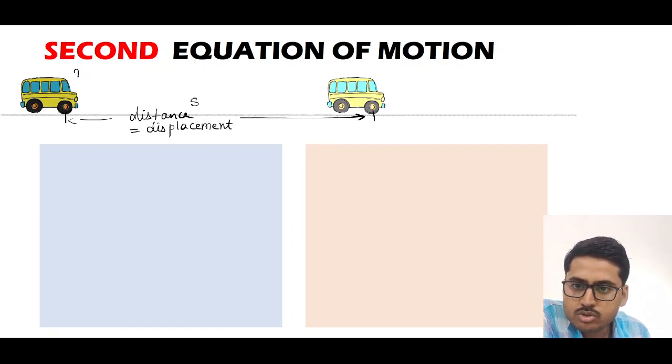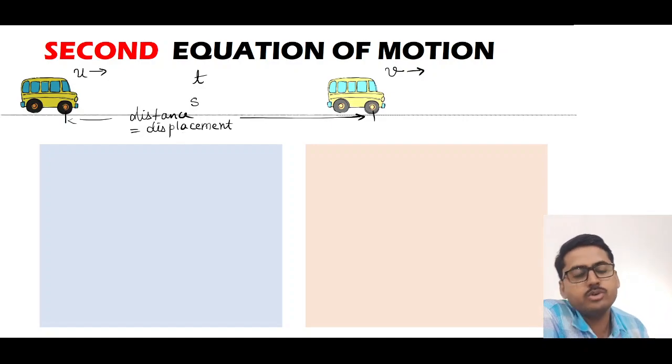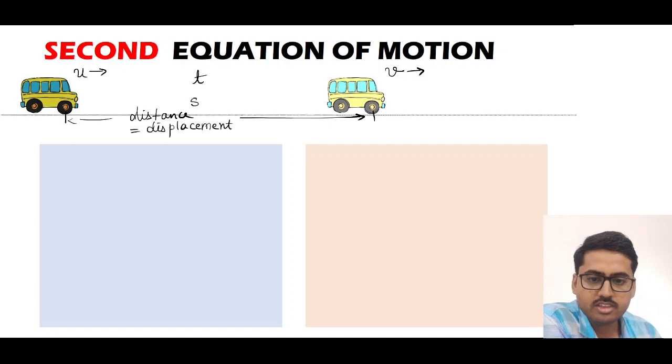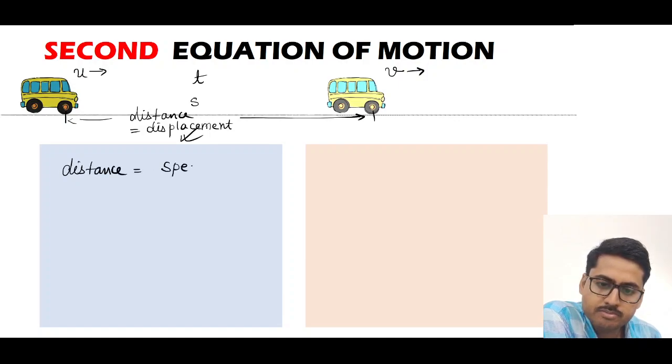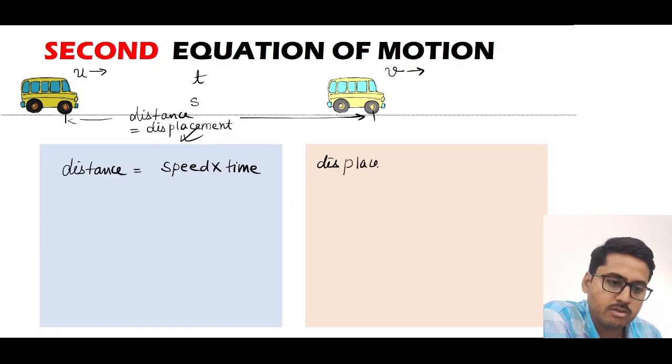So when the object goes from initial velocity u to final velocity v in time t, it actually covers a certain distance. The second equation of motion is going to give us the relation between displacement and the other quantities. But how do we find distance? From class 7 you have learned that the formula for distance is speed into time. And similarly, the formula for displacement is also simple: displacement equals velocity into time.